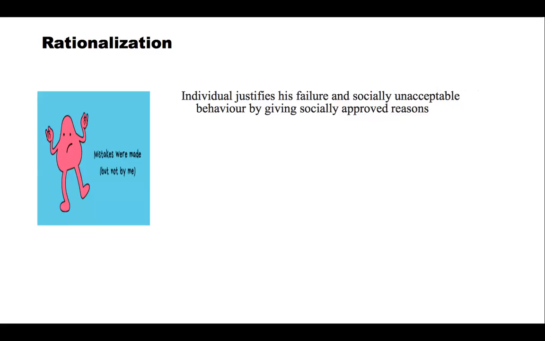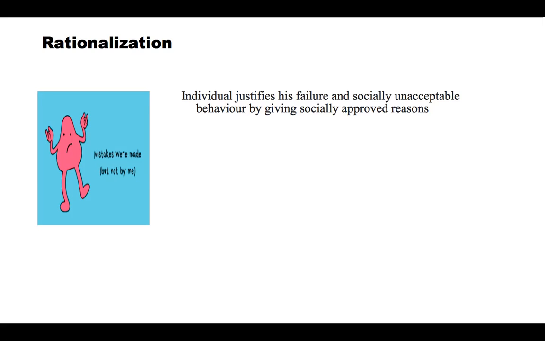Now let us see what is rationalization. It's a process in which an individual justifies his failure and socially unacceptable behavior by giving socially approved reasons. It's a defense mechanism in which an individual justifies his failures and socially unacceptable feelings and behaviors by making excuses or formulating logical reasons or socially approved reasons.